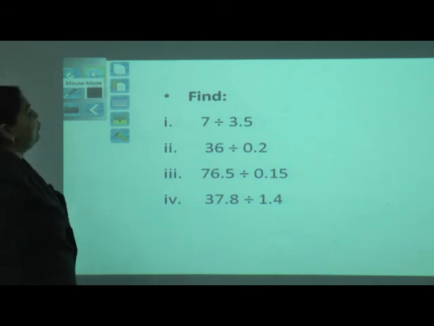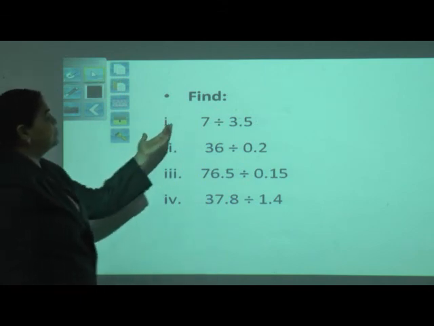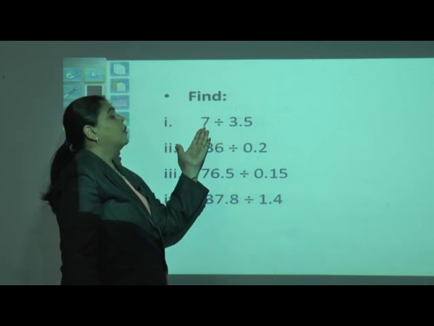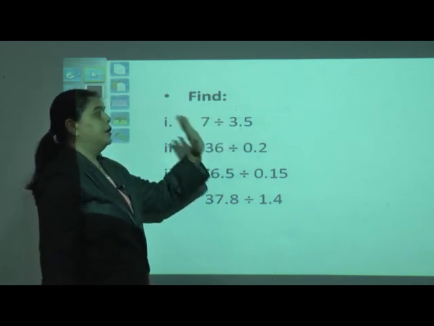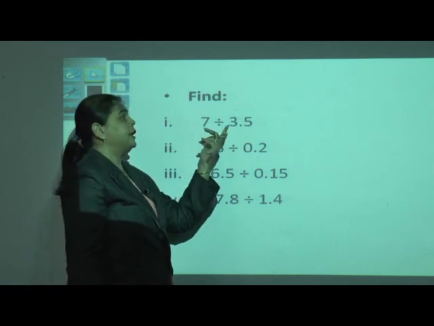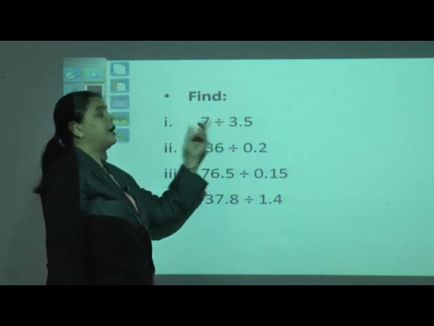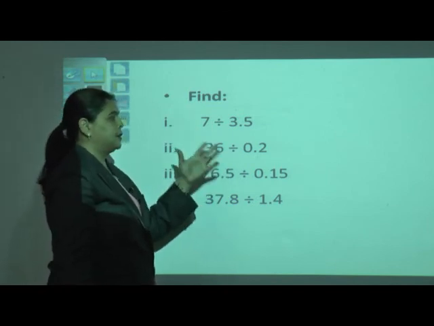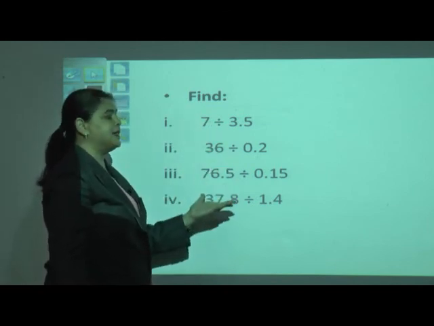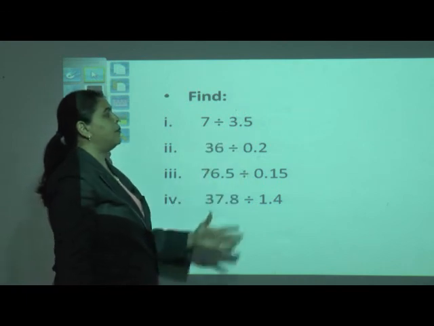Now we are having here a whole number divided by a decimal. In the previous one we had seen a decimal divided by a whole number. That is nothing but vice versa. The operation is a division, so we will do it step by step.